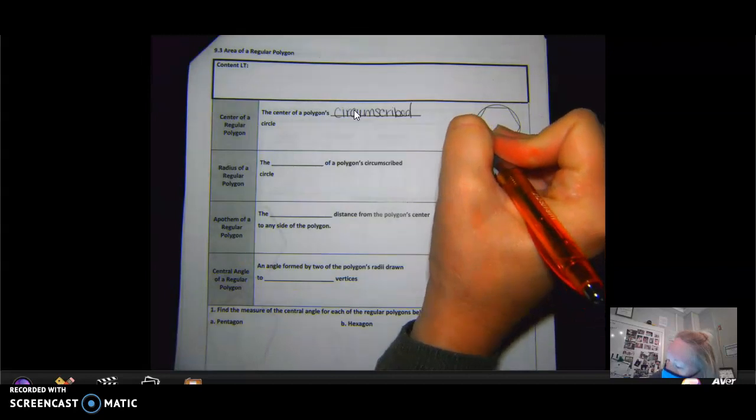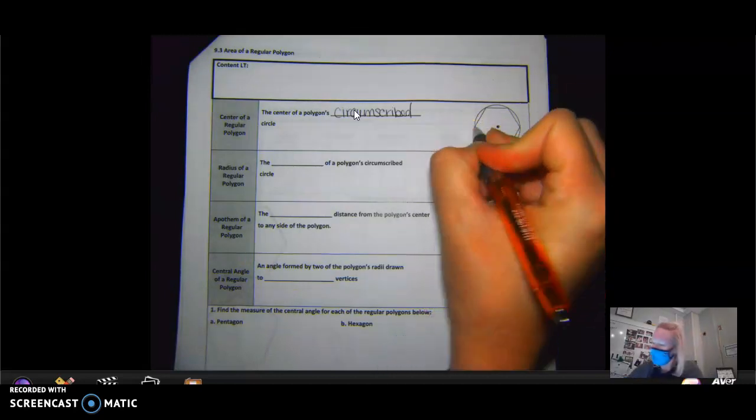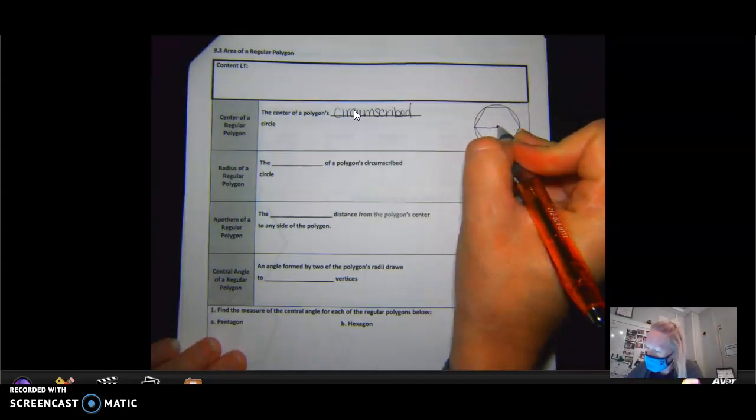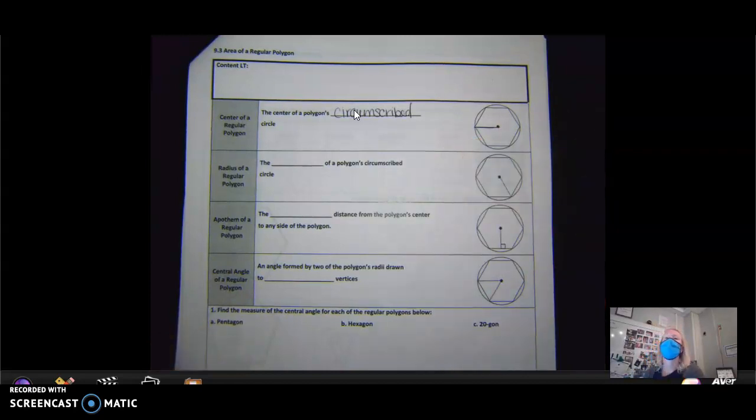So if I were to go from a place on the side of the circle to the center, what is that called? Radius.